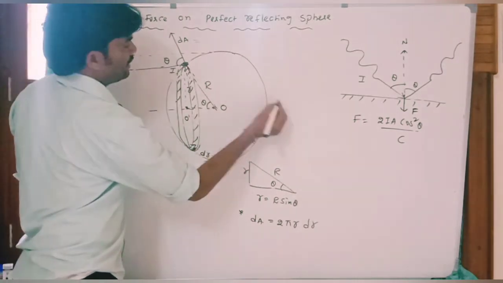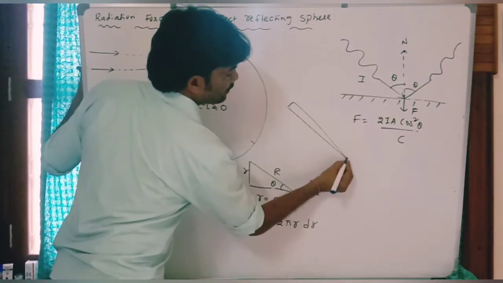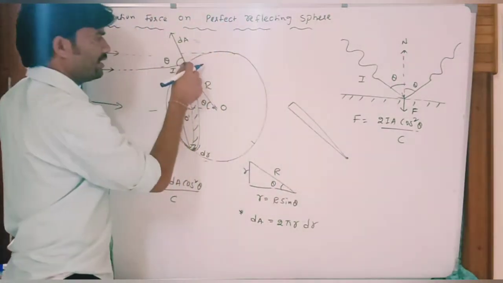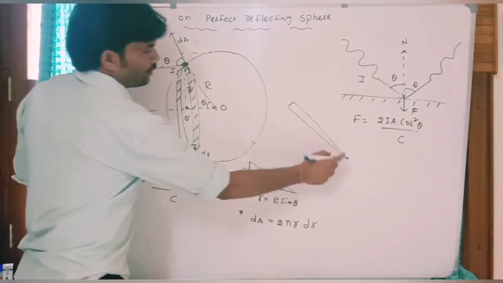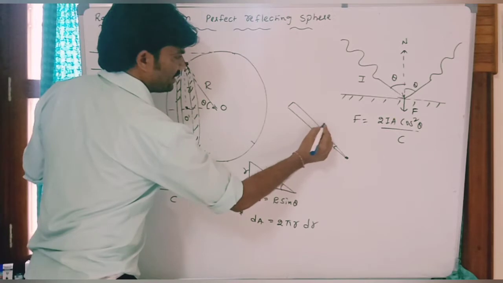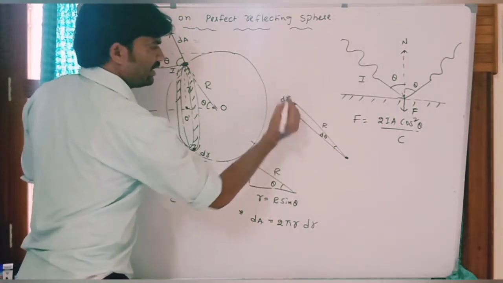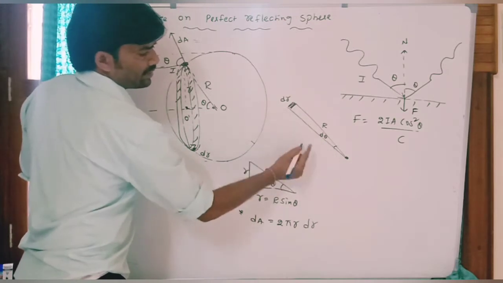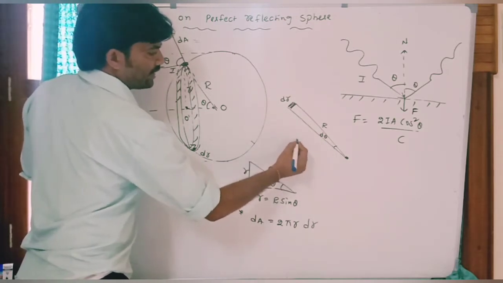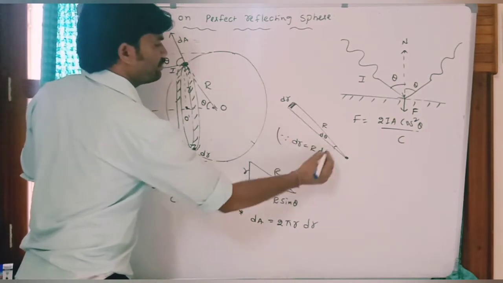We can write the thickness of this strip like this. If I join the edge of the strip with two lines from the center of the sphere, this angle is d theta, this is R, this is the strip, and the thickness is dr. So from this arc you can write dr is equal to R d theta, that is the thickness of the strip.